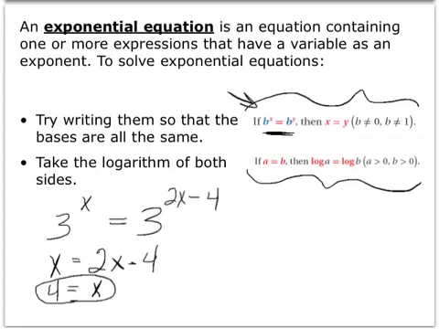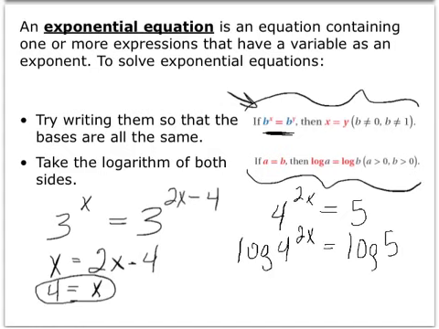Also, if you have something like 4 to the 2x is equal to 5, and you don't know what to do with this, you can actually take the log of both sides. Log of 4 to the 2x equals log of 5. Those are both base 10 logs. So it's pretty simple to solve from there, and we'll do that when we get to our examples.